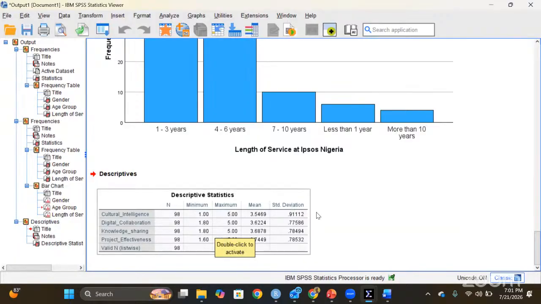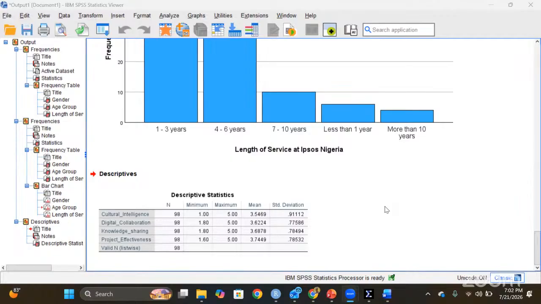So now I want to ask you a question. Based on what I explained when I was doing that, which of these dimensions is highest in that organization? And what does it mean? The dimension of project effectiveness is the highest. Okay, Favor, do you know why? Because the mean is the highest. Thank you very much. The mean is the highest.